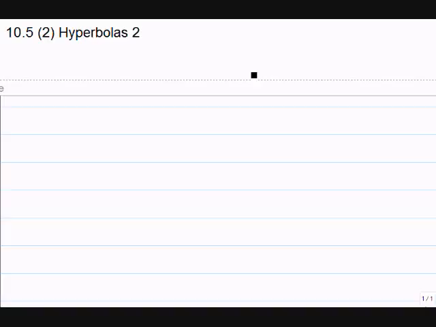Alright, speaking of global warming, hyperbolas have a lot to do with global warming. I'm not sure what, but they do. Alright, so let me just do one version of a hyperbola.